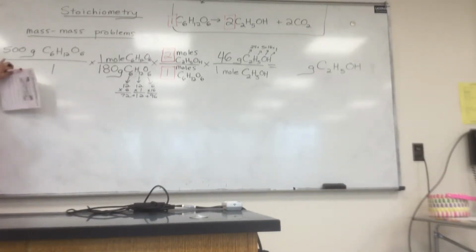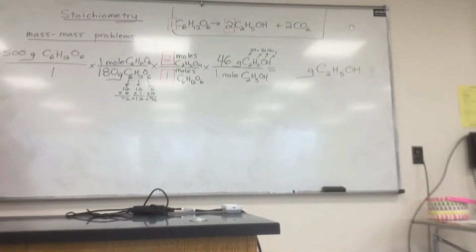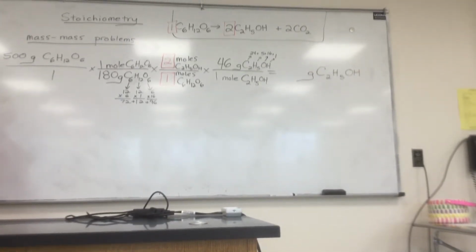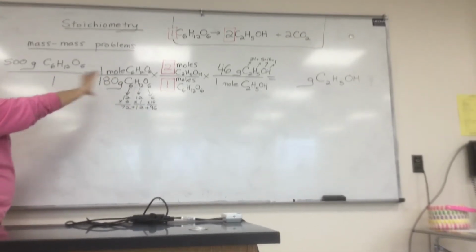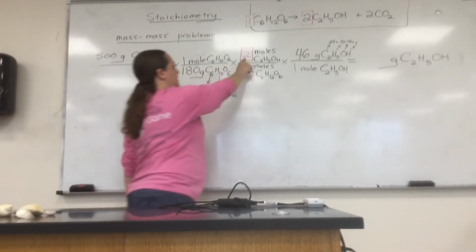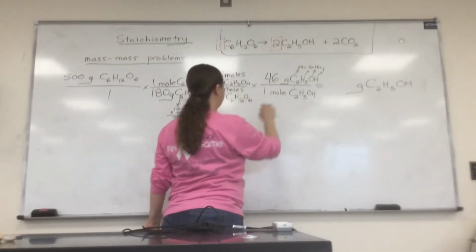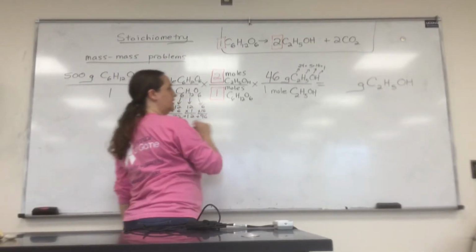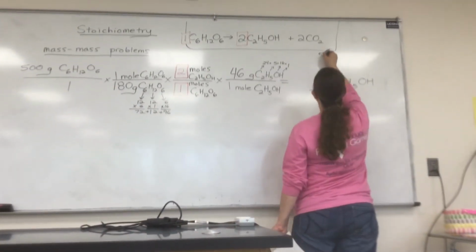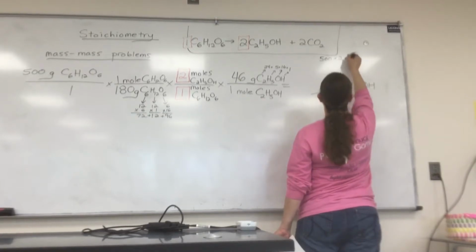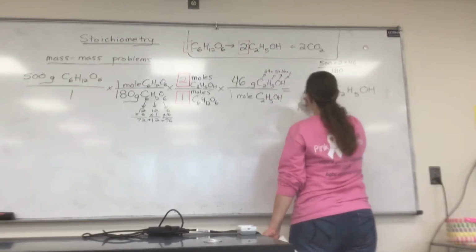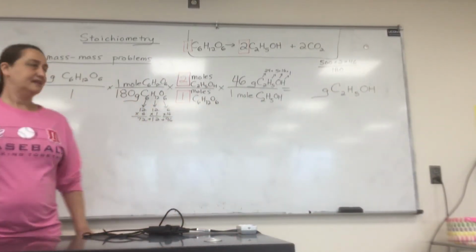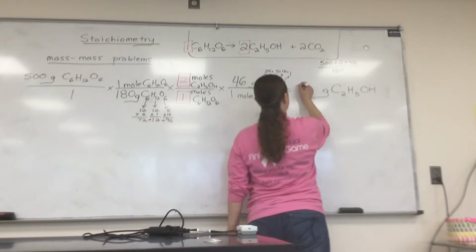Okay, hold on. What you want to do, what are we going to be multiplying first? So once you have all the work, how do you get the answer? Okay. It's just like multiplying fractions. We have 500 times 2 times 46 in the numerator. The denominator, you have 180. So it's going to be 500 times 2 times 46 divided by 180. And what's that? That is 255.7 grams. Okay.